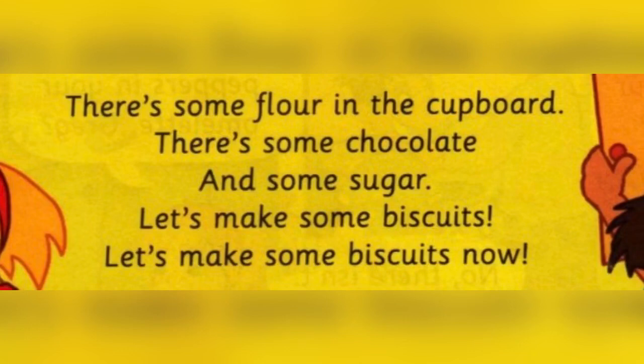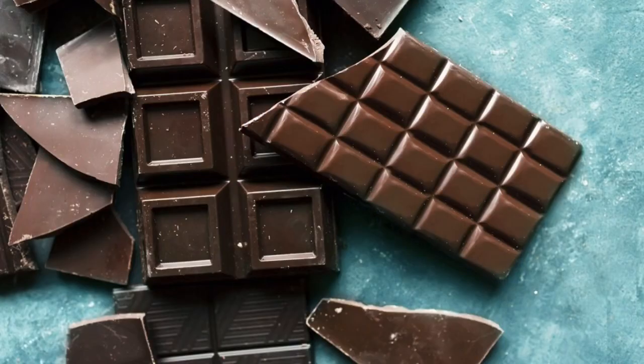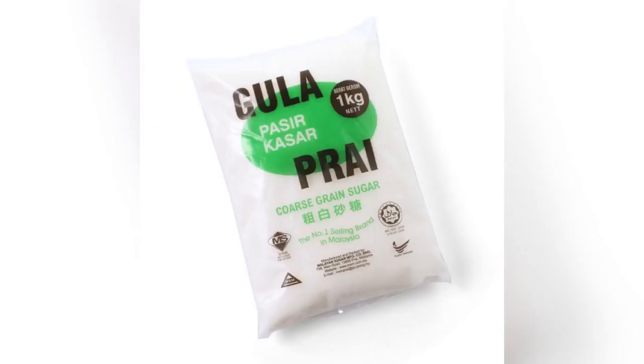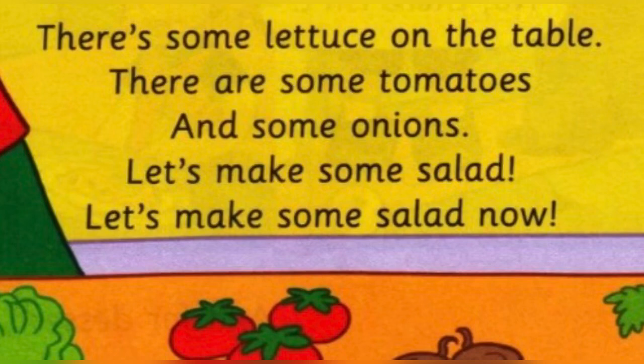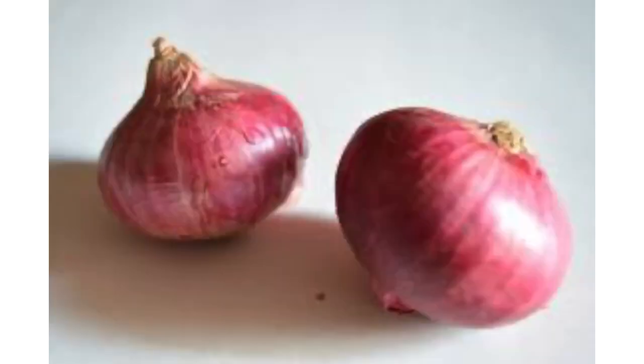So now, based on the second lyric, what do we need to make a biscuit? 5, 4, 3, 2, 1. Time's up. The things are flour, chocolate, and sugar. Now, for the last lyric, what are the ingredients that we need to make salad? 5, 4, 3, 2, 1. Time's up. The ingredients that we need to make a salad are lettuce, tomatoes, and onions.